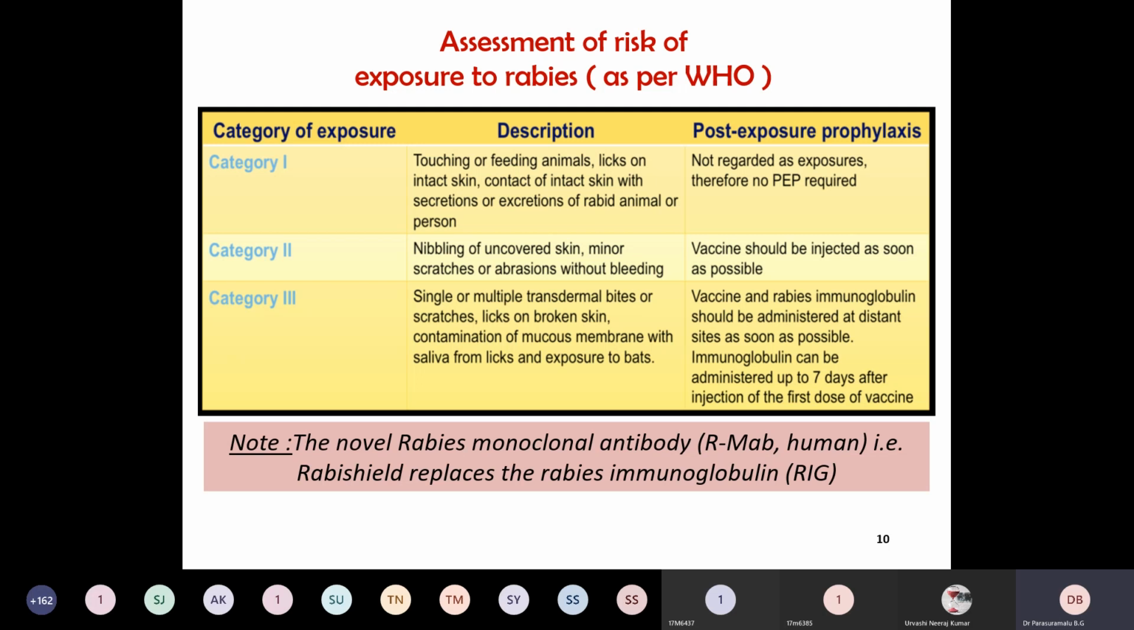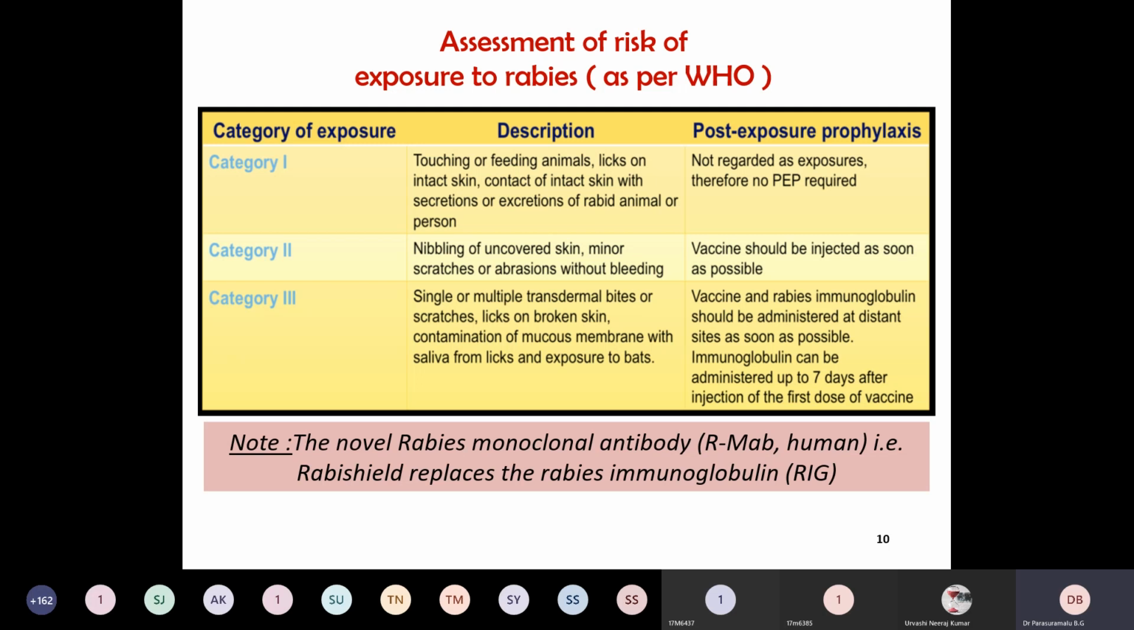Simple or non-occlusive dressings can be done if required. There again, the dressing should be avoided. Only when it is required, you can put the non-occlusive dressing. But as far as possible, suturing and dressing will be avoided in most cases unless required. Next, they give the tetanus toxoid and antibiotics appropriately depending upon the case.